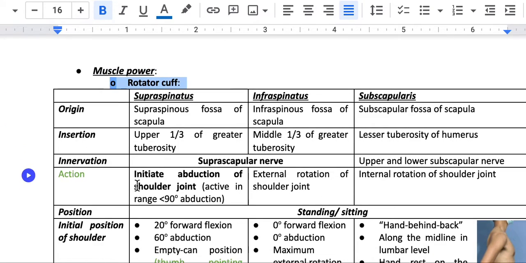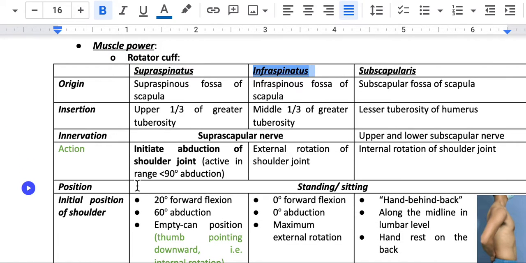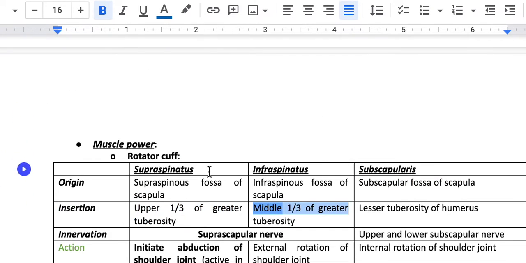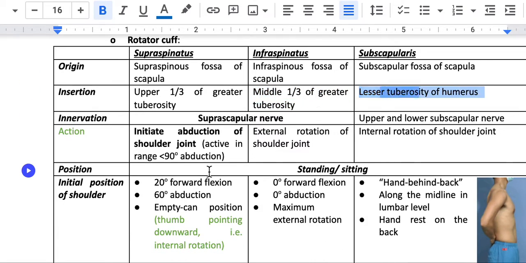Muscle power: rotator cuff. Supraspinatus, infraspinatus, subscapularis. Origin: supraspinous fossa of scapula, infraspinous fossa of scapula, subscapular fossa of scapula. Insertion: upper 1/3 of greater tuberosity, middle 1/3 of greater tuberosity, lesser tuberosity of humerus. Innervation: suprascapular nerve, upper and lower subscapular nerve. Action: initiates abduction of shoulder joint, active in range 90, abduction, external rotation of shoulder joint, internal rotation of shoulder joint.